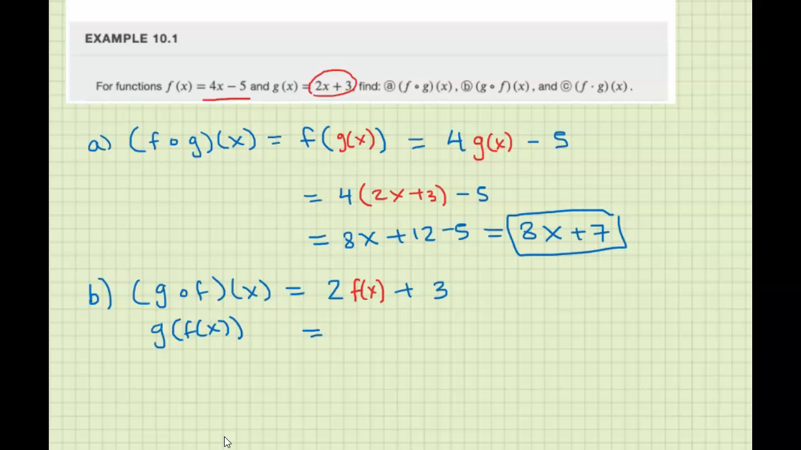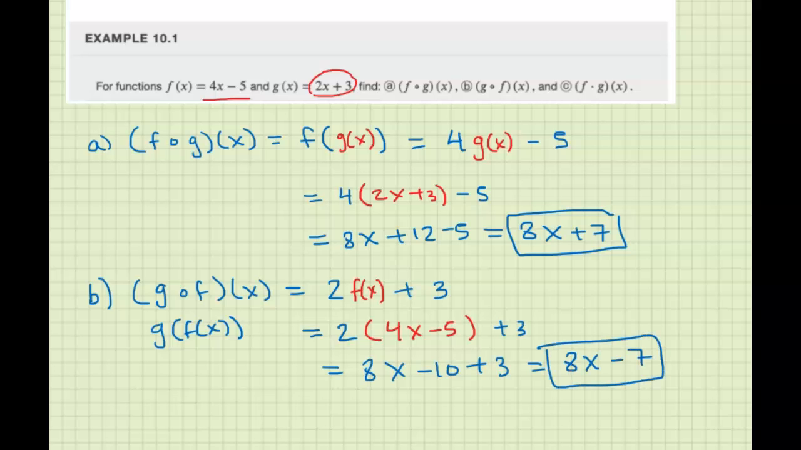On the next step, you write parentheses and the equation for f of x. So we have 2 parentheses 4x minus 5, close the parentheses, plus 3. The f function got plugged into the g function. We simplify, we get 8x minus 10 plus 3, which is 8x minus 7. Notice that these are not the same. Most of the time they're not going to be the same. Sometimes they will be, but most of the time they're not.